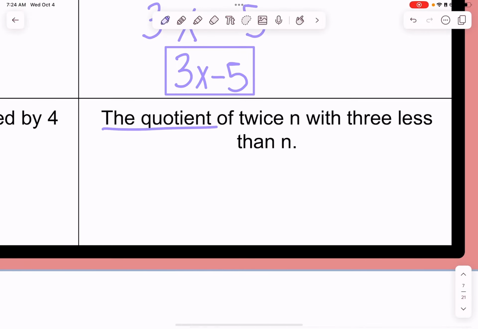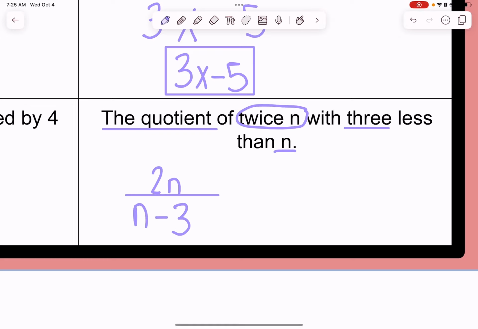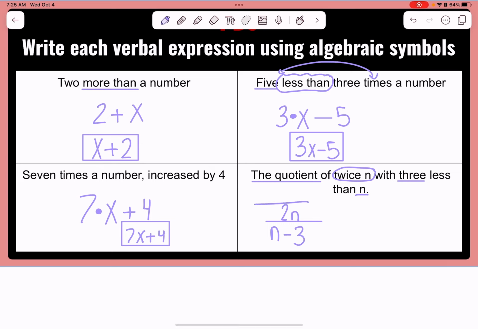Let's look at this one. The quotient. Quotient means divide. I always like to make my division look like a fraction. That's how it looks in algebra. It's not common that you see the normal division symbol. Okay, of twice n. If I'm twice n, that means I'm 2 times n. Remember that the multiplication symbol can be imaginary. With 3 less than, it means subtract in that order, so I'm going to do n minus 3, because less than means do the second thing minus the first thing. So n minus 3.